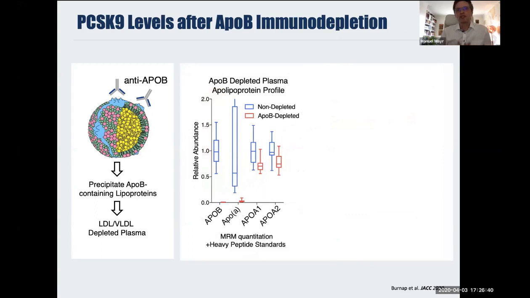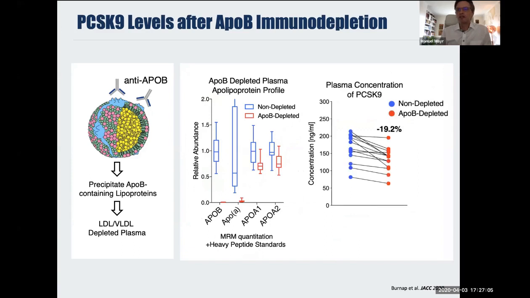So in blue, you see the non-depleted plasma. In red, you see the ApoB depleted plasma. We used, again, targeted mass spectrometry to confirm that upon ApoB depletion, we barely get any detectability for ApoB, as well as for Apolipoprotein. But in contrast, the HDL-associated apolipoproteins barely changed upon ApoB depletion. And despite this successful depletion of ApoB, plasma concentrations of PCSK9 only dropped by 20%.